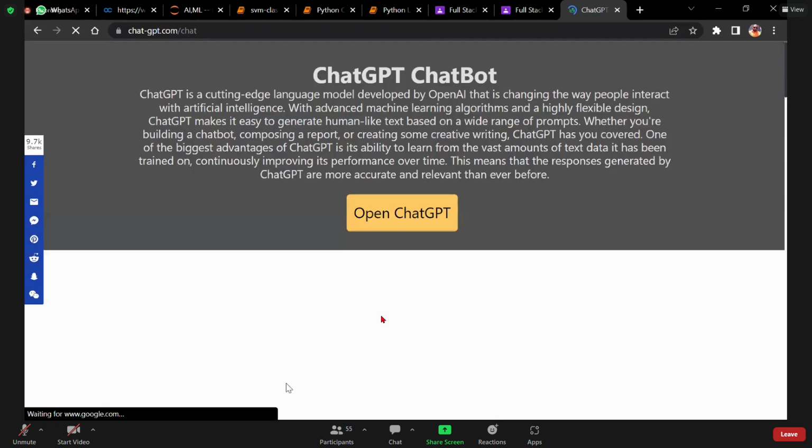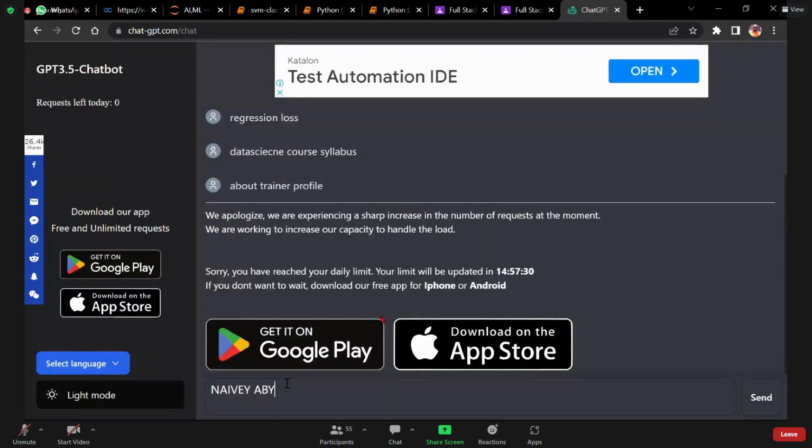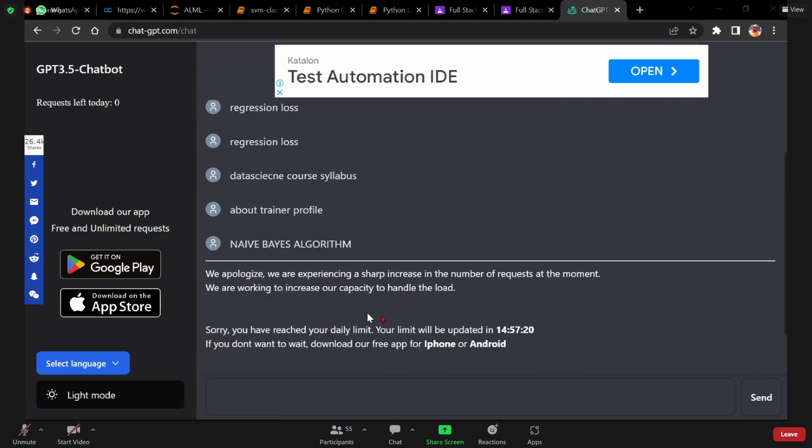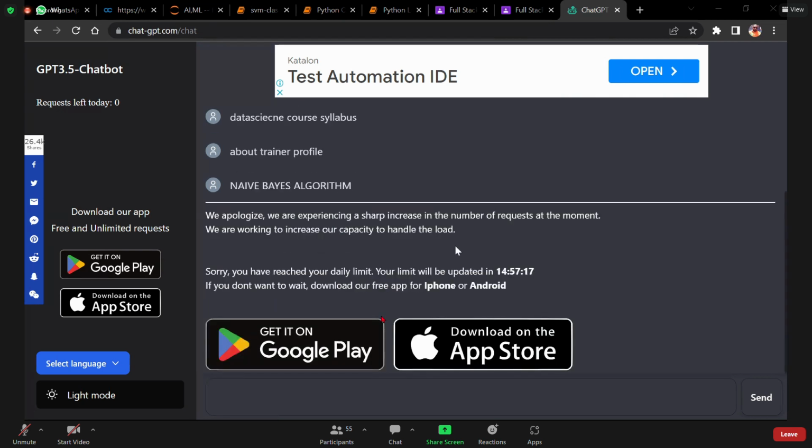I can ask these questions, such as Naive Bayes. Okay, Naive Bayes algorithm. So when I open it, okay, I hope you understand. Now it started charging, guys. I think if you open ChatGPT on mobile, it will cost you a minimum of around 32 bucks. I don't remember exactly, but you can find out.